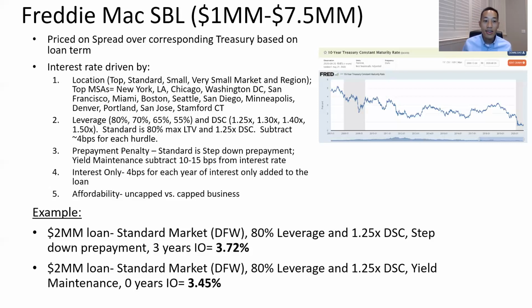And so you can decide, all right, do I want to pay a slightly lower interest rate but have no IO and a bigger prepayment when I go to sell the deal? So you have to make that decision as the investor.